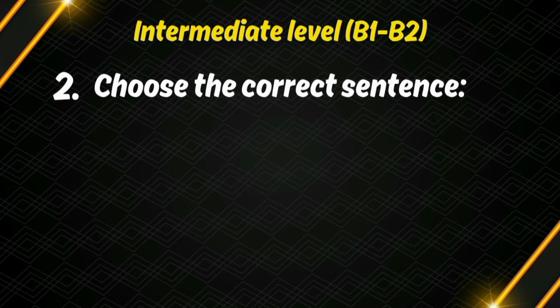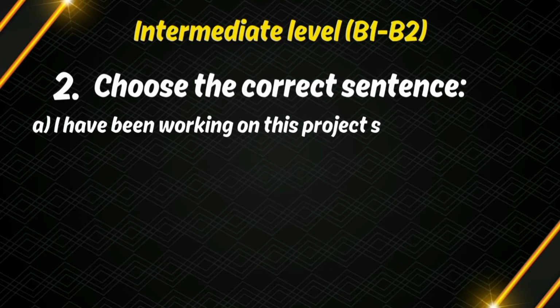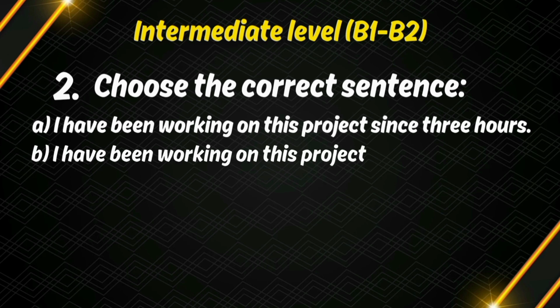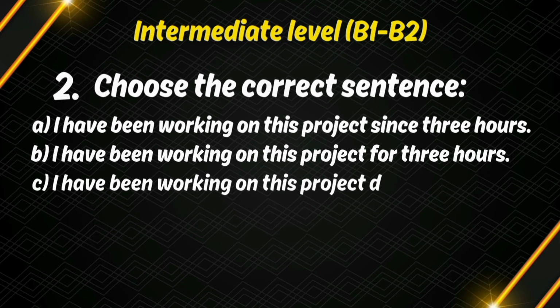2. Choose the correct sentence. A. I have been working on this project since 3 hours. B. I have been working on this project for 3 hours. C. I have been working on this project during 3 hours.